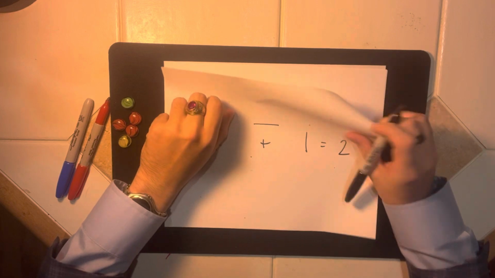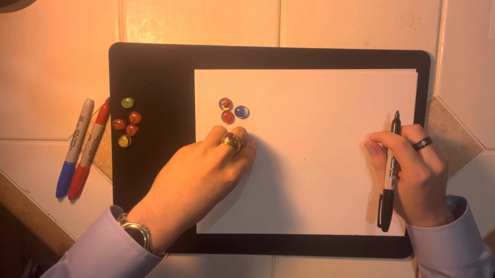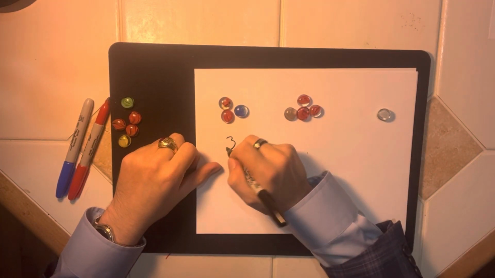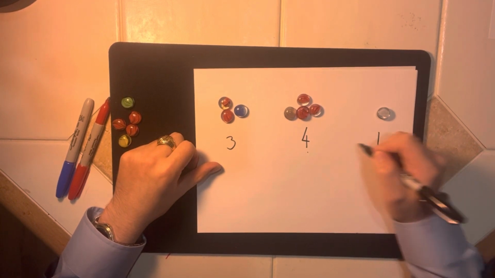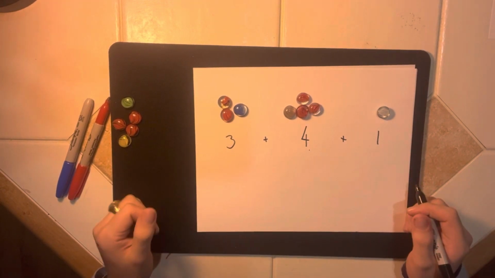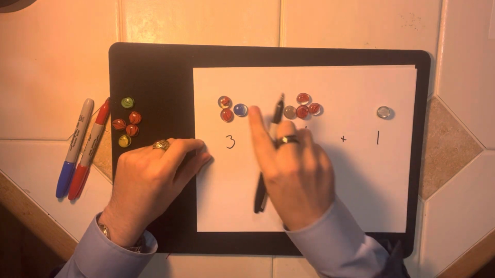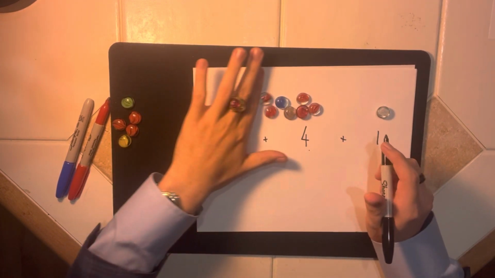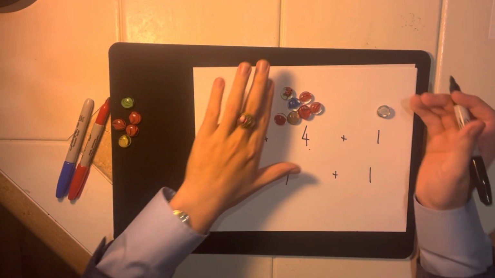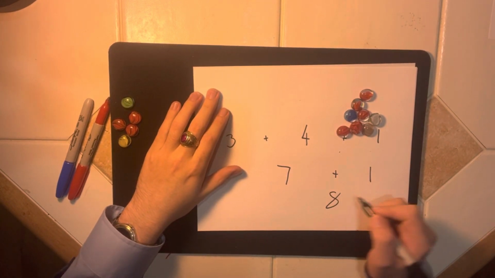So now, let's say we have 3 plus 4 plus 1. How do we deal with that? Well, we just take it step by step. Now, let's look at this. 3 plus 4. We have 4, 5, 6, 7. That's going to give us 7 plus 1. And now we can take that 7, add it to 1. And that's going to give us 8.